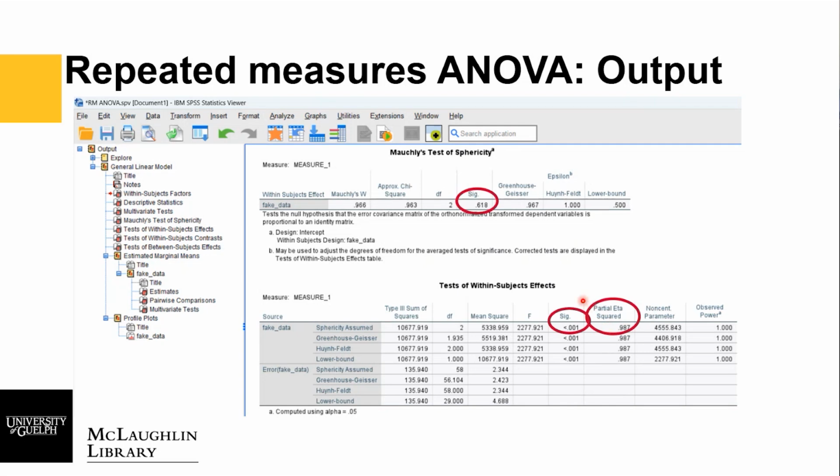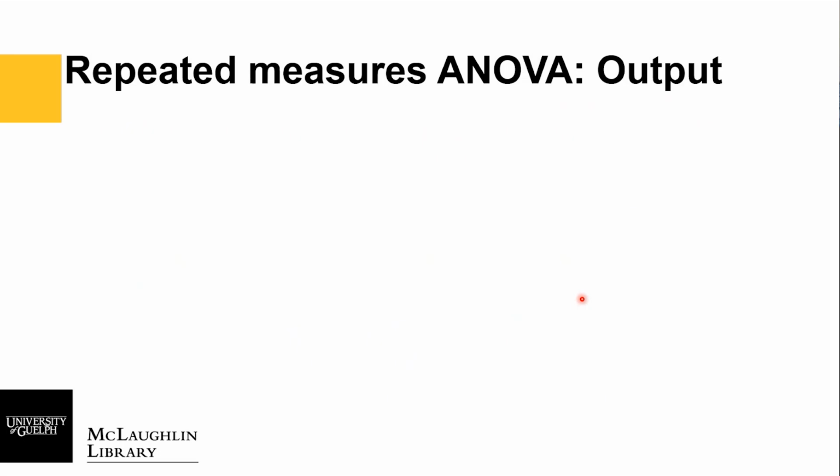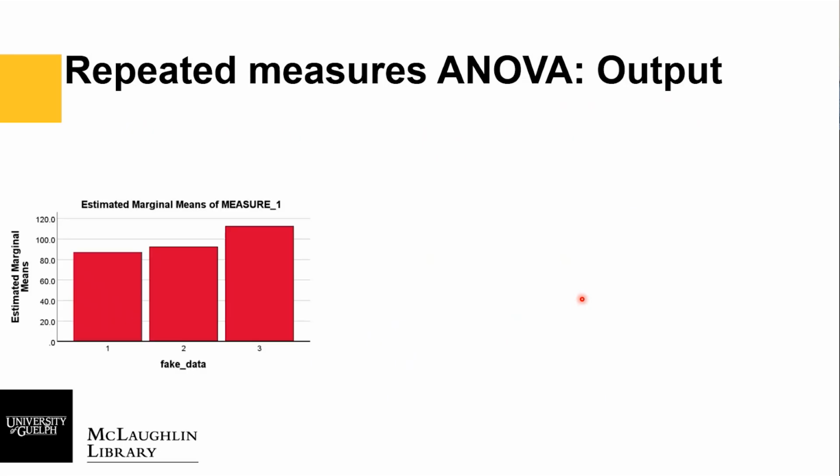There's more in the output to help you make sense of what's going on. So we found an effect, but we don't know what it looks like yet. What do we do now? Well, we scroll down in our output. We've got a graph at the very bottom. We can look at the graph to try to help make sense of what's happening, but we can't use the graph to say where our differences are. We can look at this, but we don't actually know what's happening.